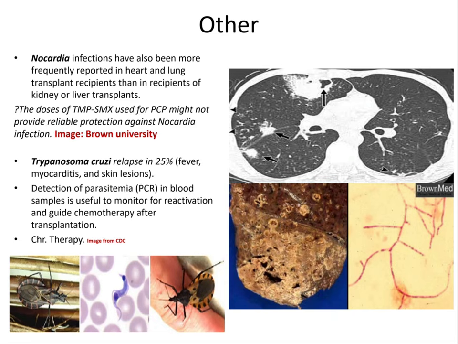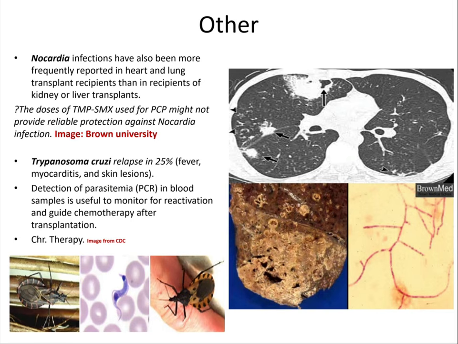So usually we use Bactrim to prophylax PCP, but if it's not given daily, then it may not be adequate for Nocardia. So patients on PCP prophylaxis three times a week or whatever can come in with Nocardia, but you're hoping that it reduces the incidence. And we talked about Chagas.